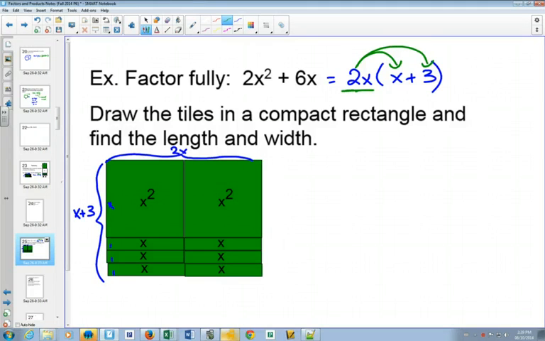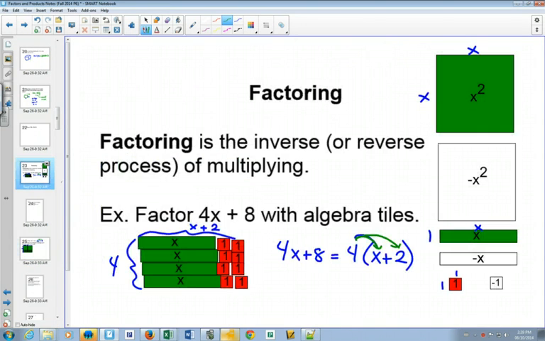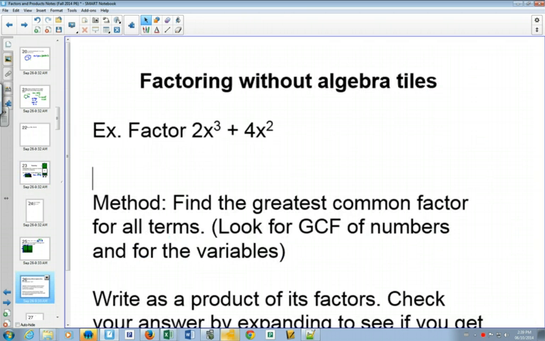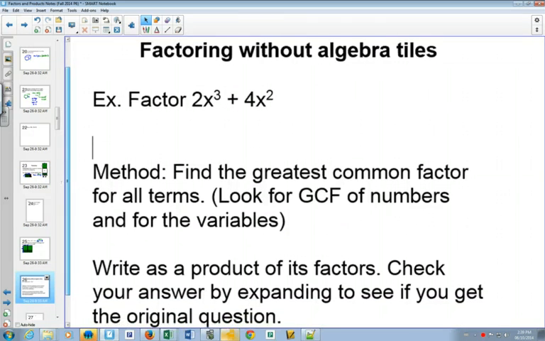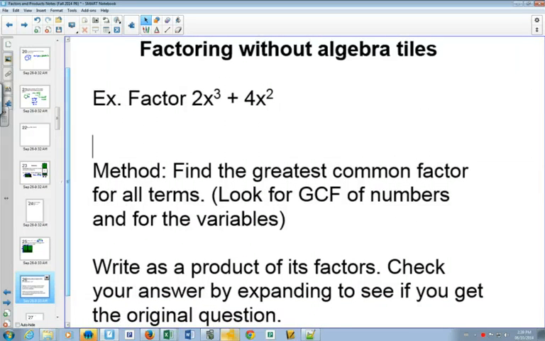If we look back at our first example, can you see that you could look at the first number, the 8 and the 4. The biggest number you could divide both of those by is a 4. And then what would be left? An x plus 2. And this is how we're going to factor when we don't have algebra tiles. So I'll let you copy this down.